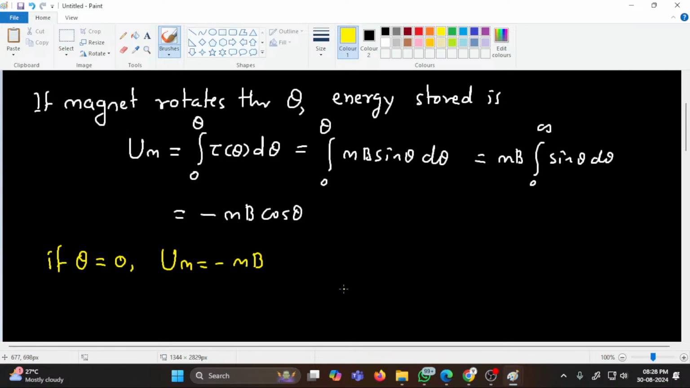This is the position when m bar and B bar are parallel and the bar magnet possesses minimum potential energy. Here the bar magnet has minimum potential energy, that means it is in the most stable state.